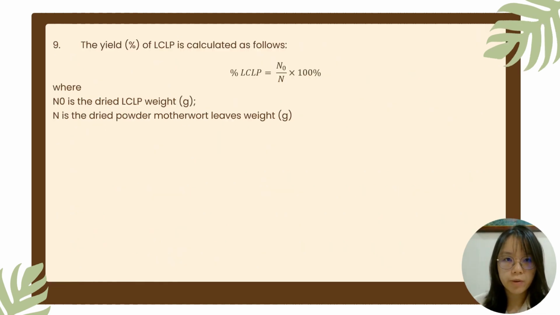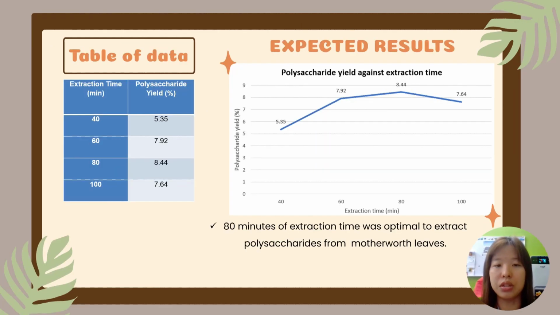So the yield of LCLP is calculated as follows. Polysaccharide percentage equals N0 over N times 100%, where N0 is the dried polysaccharide weight, and N is the dried powder motherwort leaves weight. I'll be continuing on the data table and expected results.